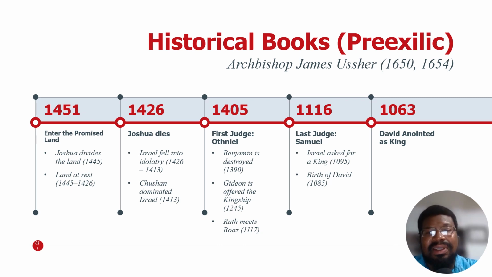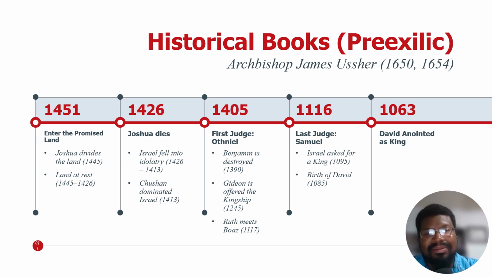So then he's going to give kind of the main view of most people, especially once again more conservative scholars, that it was about 300 years that the judges reigned. So the first judge, Othniel, is going to be in 1405, and the last judge, Samuel, is going to be in 1116 BC. And so then, different events happen between them.